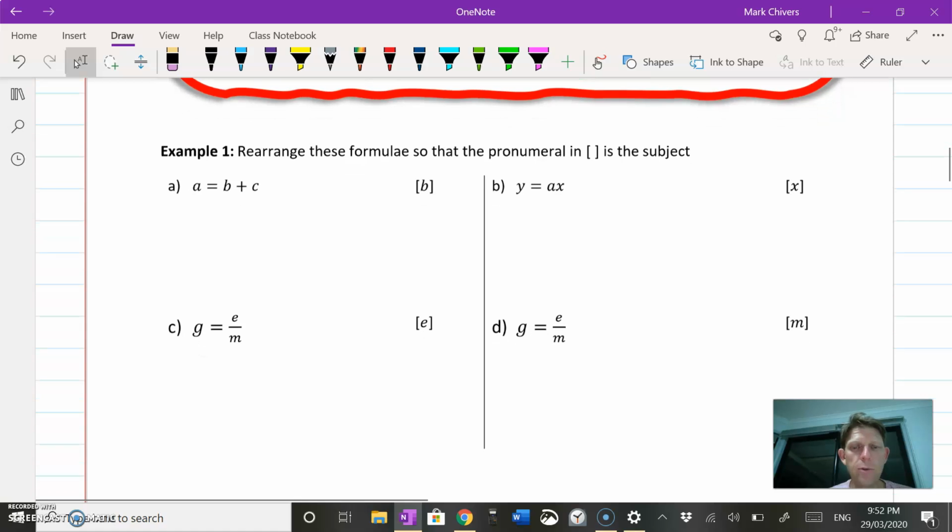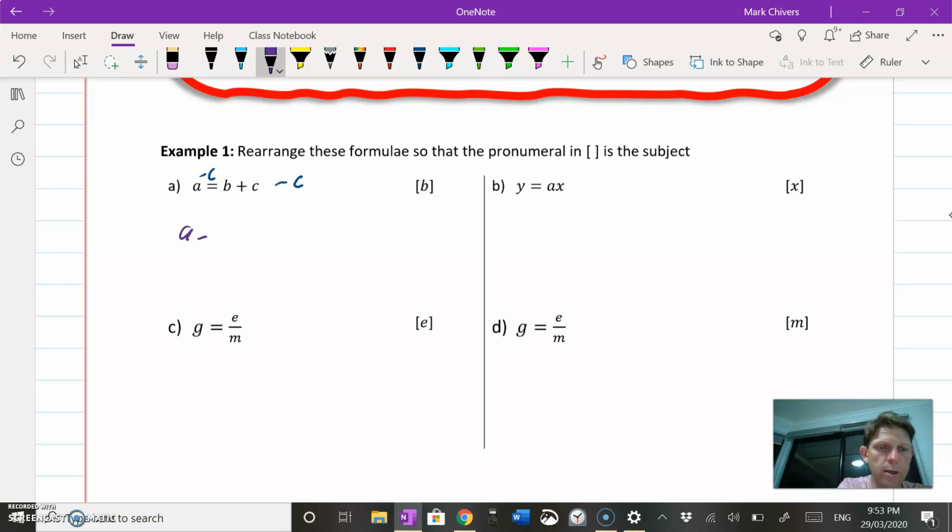These first 4 examples are ones we should feel very comfortable with. So let's have a crack at those. We want to make B the subject. Well, what's happening here to B? It's having C added to it, so we're going to take away C from both sides. So we're going to end up with A minus C equals B, and now we've got B as the subject.